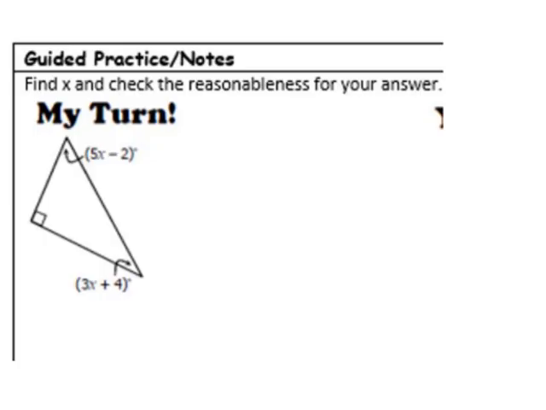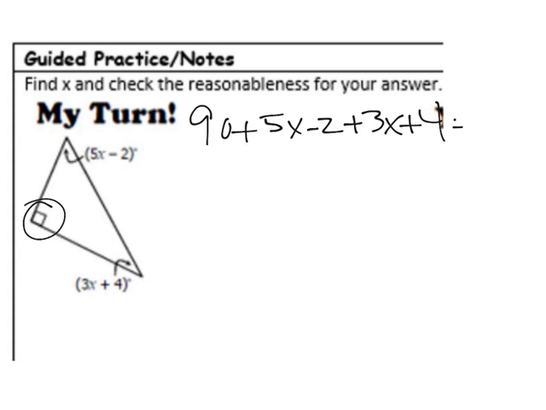Okay, so let's go into a little bit of guided practice here. Find x and check the reasonableness of your answer. We must check once we've found it. I'm telling you right now that's a 90-degree angle. So I have 90 plus 5x minus 2 plus 3x plus 4 equals 180.